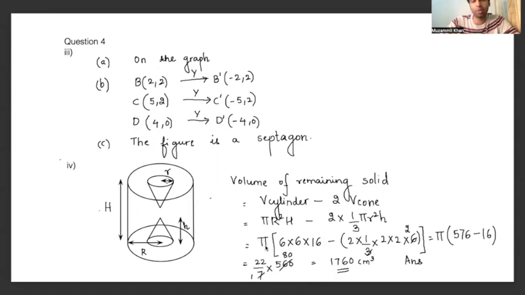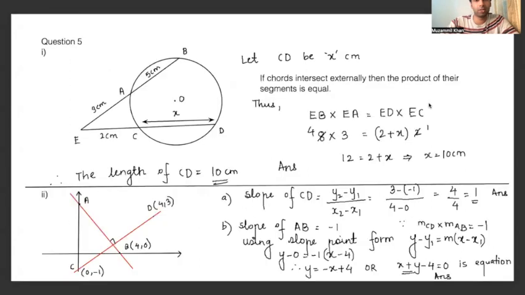Pi, I've taken it common. You can put pi in both the terms and then solve them separately. That is also fine. The end answer would be 1760 and nothing else. So 1760 is the volume of the solid that is left. This substitution has been shown here. So you can refer to it later by taking a screenshot of the same.